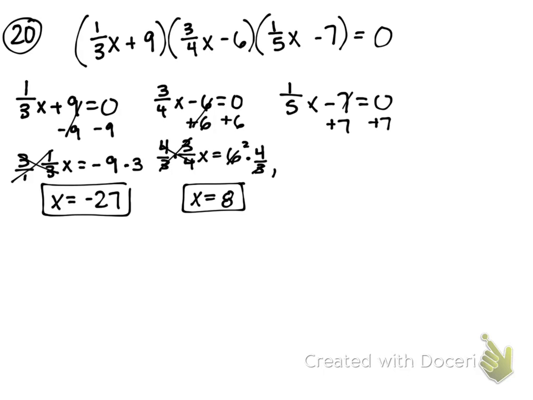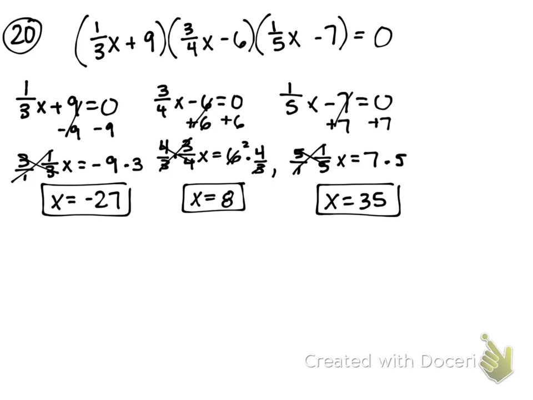Add 7. 1/5 x equals 7. Now what do I multiply by? Reciprocal, which is technically 5. So what does x equal in this problem? 35. Okay? So those 20 questions on your review sheet are very similar to the 20 questions you have on your test. Stephen.